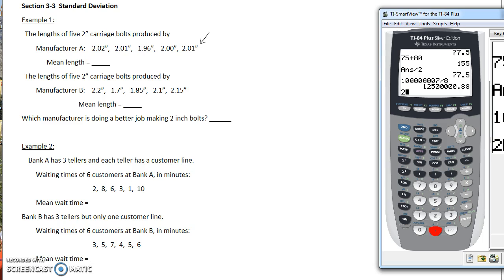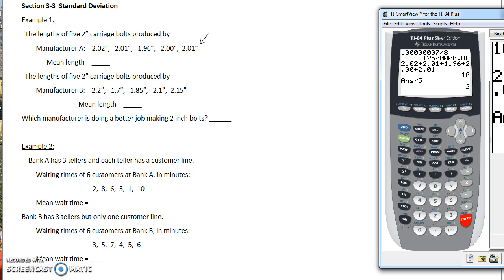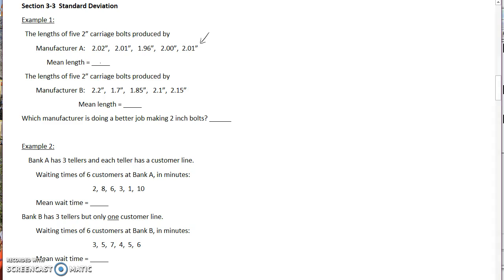So it's going to be 2.02, 2.01, 1.96, 2.00, and 2.01. Then we hit enter, and we divide that by the total number. We have 5 of those, right? We're just trying to find the average. The average is, in fact, 2 inches.